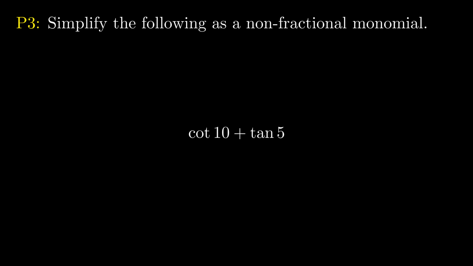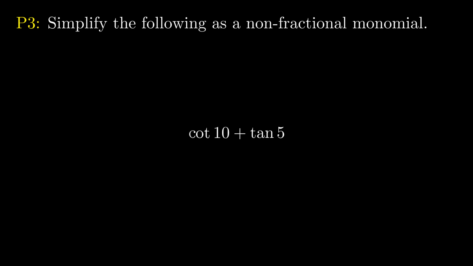Simplify the following as a non-fractional monomial. So it appears that we already have an expression of the sum of two simplified trig functions. How can we even go forward and simplify this into a single term? Well, consider this. If we want to have a chance to combine the two terms together, we first need to have their angles be the same. We need to halve the 10 into a 5.